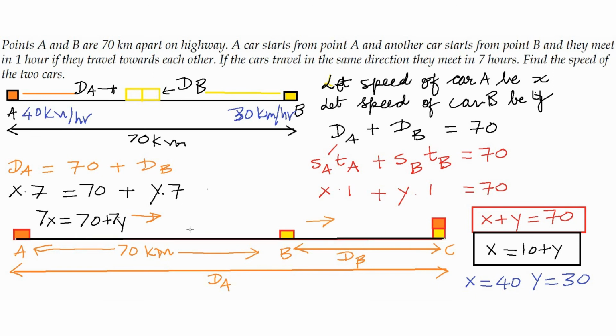That's why distance covered by car A is 70 plus distance covered by car B, and that gave me my second equation, and then I was able to solve for x and y.